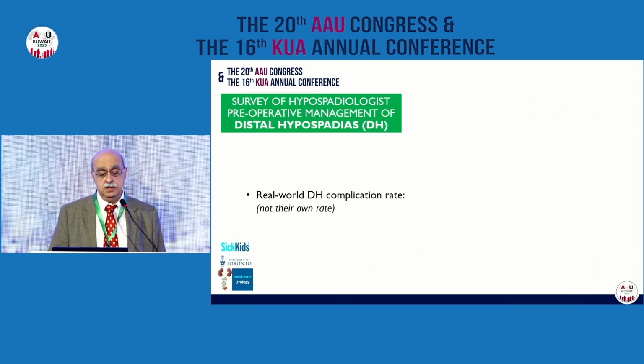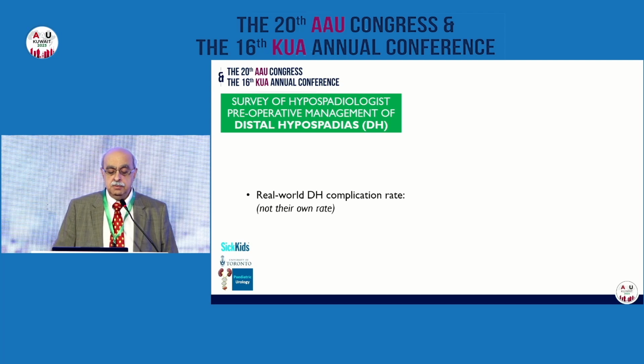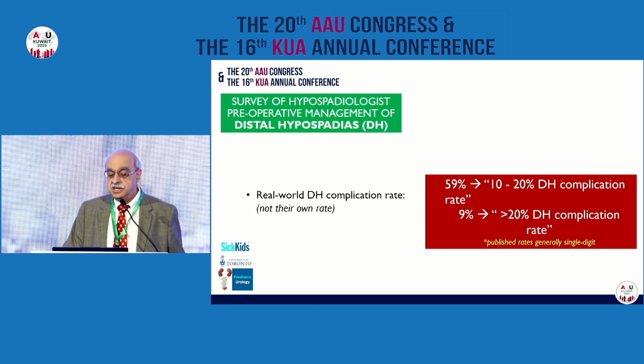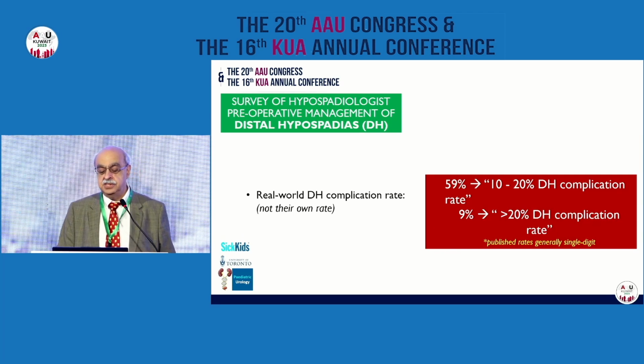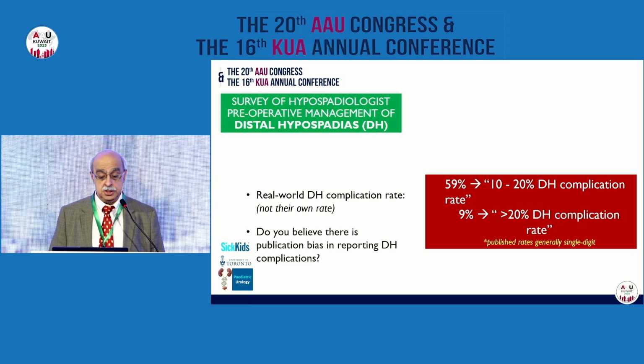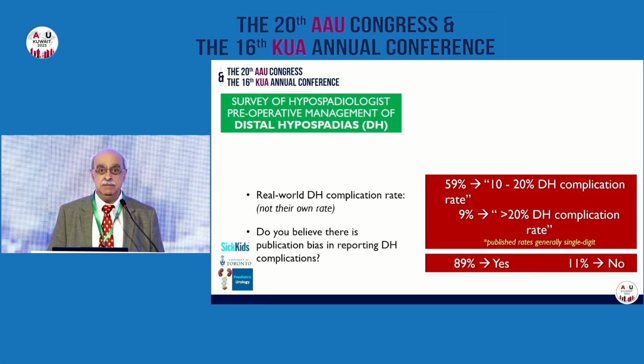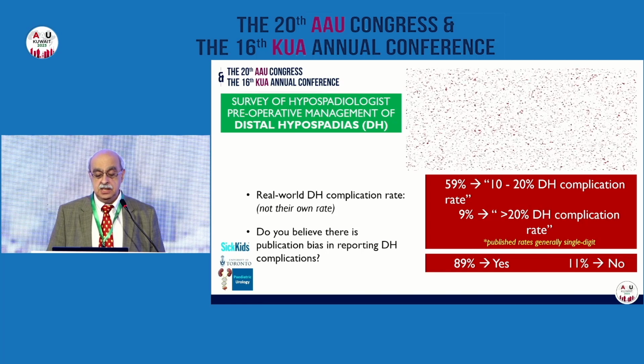When we asked what you thought the real-world distal hypospadias complication rate was, not your own rate, we saw that 59% think that the complication rate for this form of hypospadias was in the 10 to 20% range, and another 10% thought it was even higher than that. And this is to be remembered in the context that most of the published rates are just single-digit percentages. Do you believe there is a publication bias in reporting distal hypospadias complications? And 89% of these individuals said yes, they did.